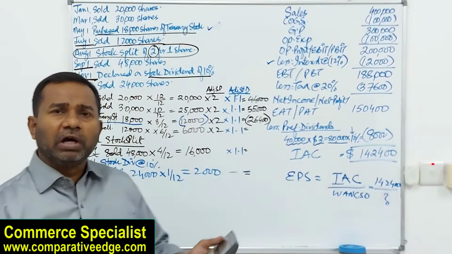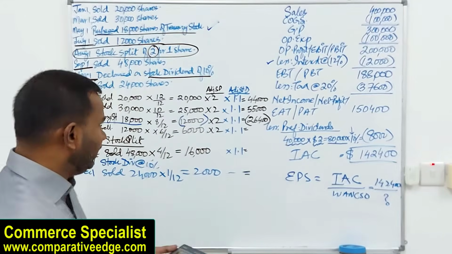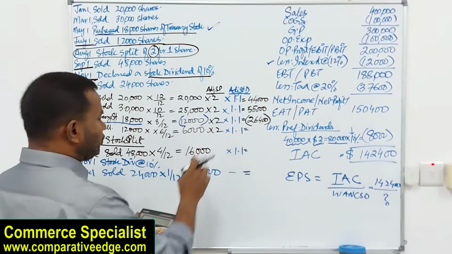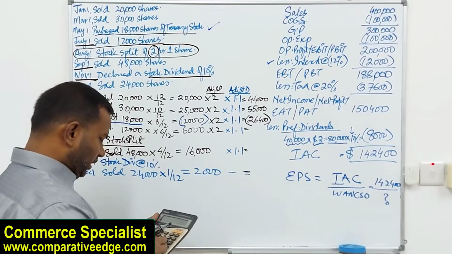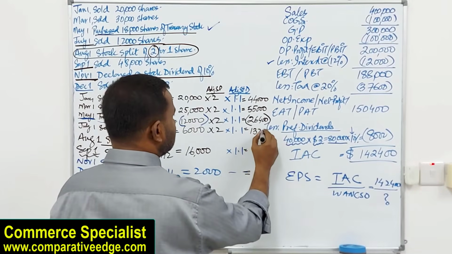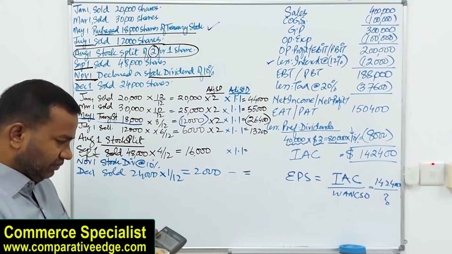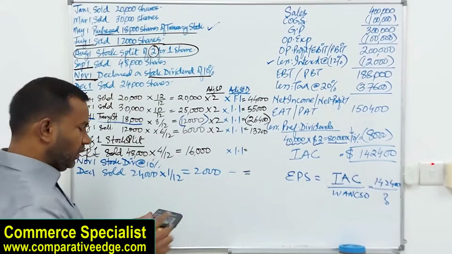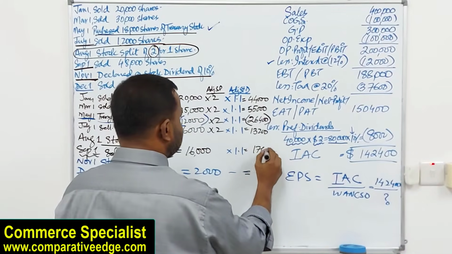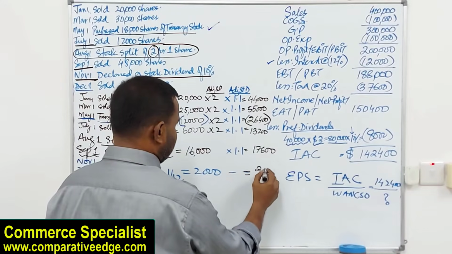Here please pay attention, because these are treasury stock, they will be subtracted. Shares of treasury stock are also subtracted from all the shares. We always subtract them, right? Keep this in mind. So 6,000 into 2 is 12,000, into 1.1 gives me 13,200. 16,000 into 1.1 is 17,600, and 12,000 into 1 upon 12 is 2,000.